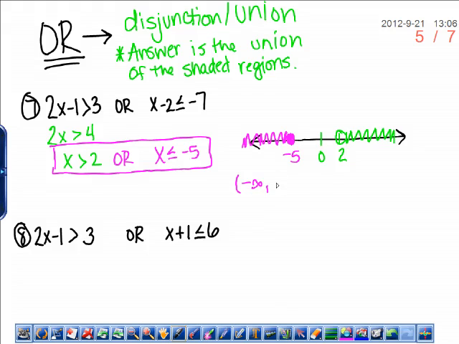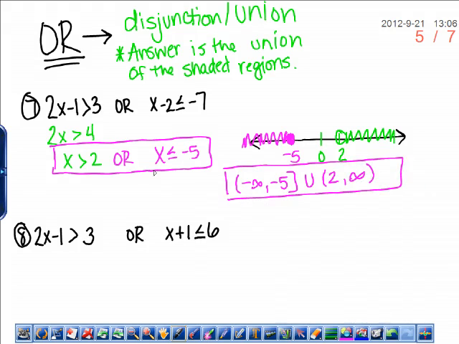Negative infinity to negative 5 with a bracket. Union. Good. Those are the two different ways to write that answer. The union represents the union of the two intervals. Yes, sorry, this one with the union is interval notation. This is inequality notation. Will we ever provide you with the second notation? No. That's strong.